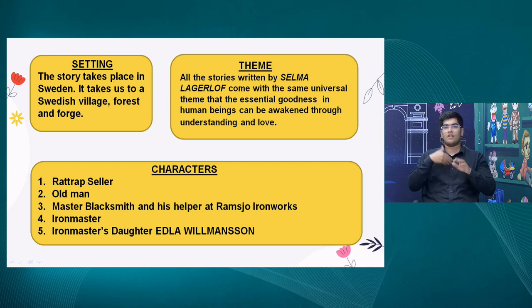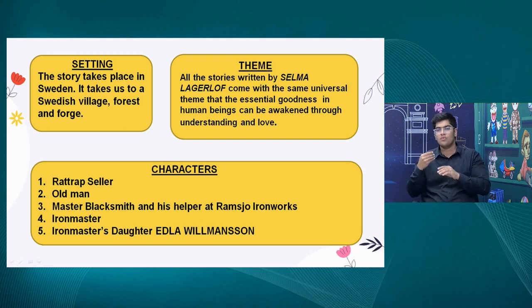Next, we have some characters here. So there are many characters. The primary character, the protagonist of the story, is this rat trap seller. Now this man makes rat traps using material which he begs for, in stores or in farms. He begs for material and he makes these rat traps and sells them. And still, he doesn't have enough money. So sometimes he has to beg for money. Sometimes he steals when he gets the opportunity.